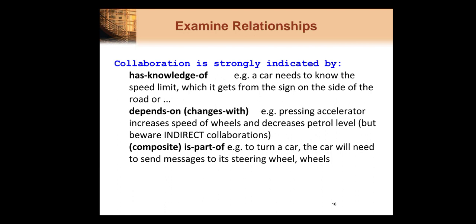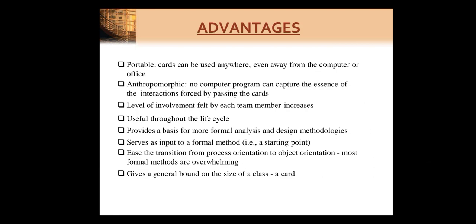To turn a car, the driver will need to send a message to its steering, right? The steering wheel: he wants to turn the car, so as soon as he moves the steering, the wheels of the car get moved. So "is part of". These are the relationships which are strongly indicated by collaboration: has knowledge of, depends on, and is part of.